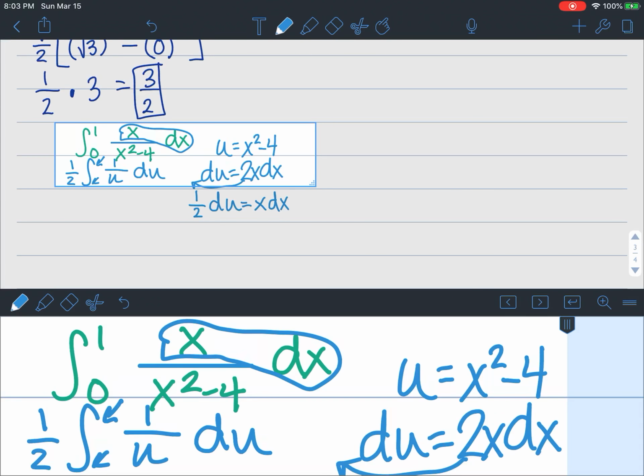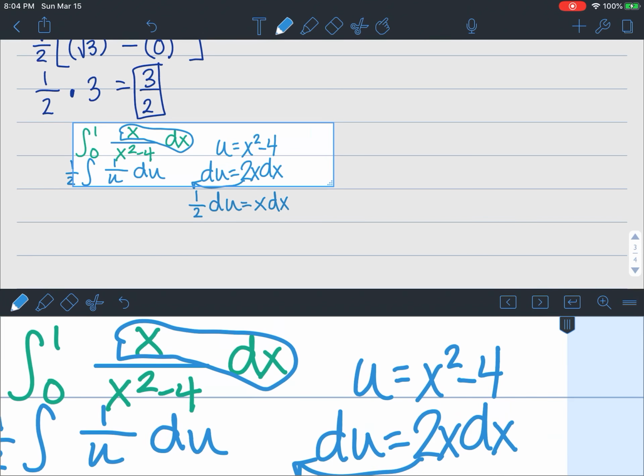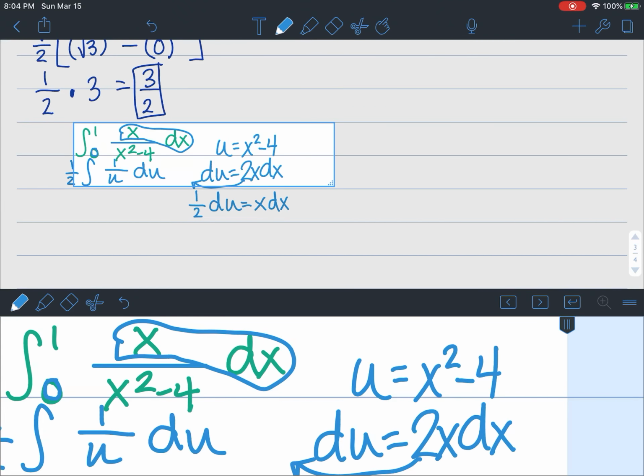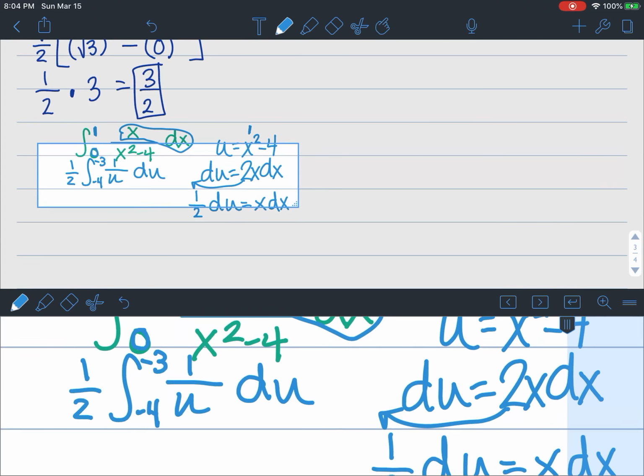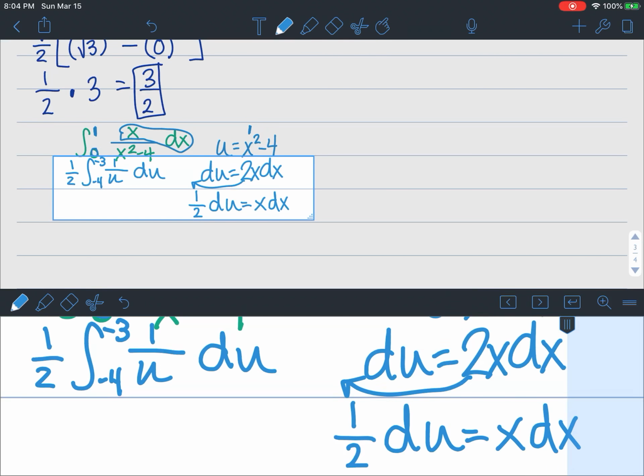But now here we have this problem of the limits again. So instead of using these limits of integration, which are with respect to x, I'm going to find the new limits. So I'm going to take 0, I'm going to put it in here for x, right here, and I'm going to get -4. So now that's going to be my new lower limit of integration. I'm going to take the 1, and I'm going to put that in here, and that's going to give me -3. So now I have an integral that's ready to be evaluated, or antiderivatived.